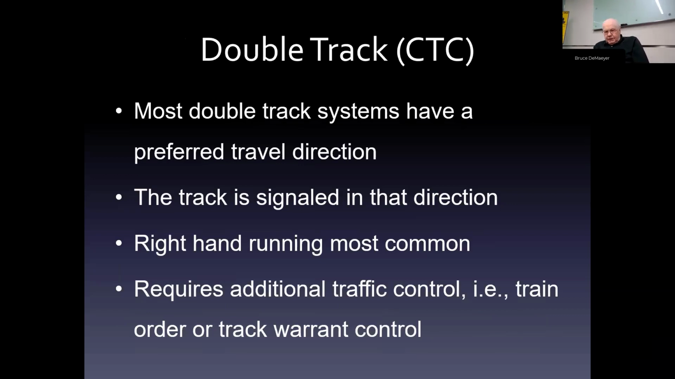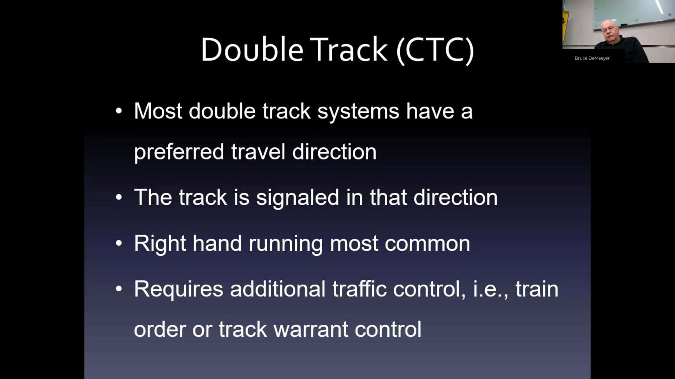Double track systems have a preferred travel direction. You will hear it described in a number of different terminologies, but typically it's right-hand running or left-hand running. Almost all of the Western railroads that are modeled by most of us are right-hand running. An exception to that is the Chicago Northwestern in Chicago, which does left-hand running.